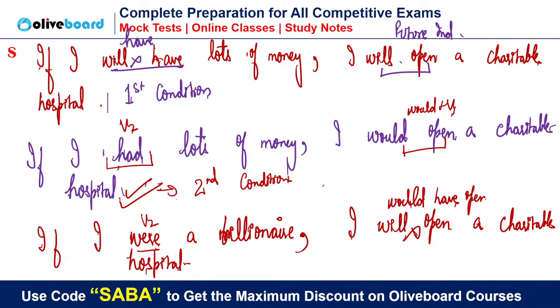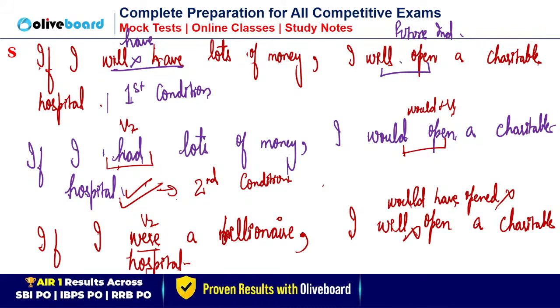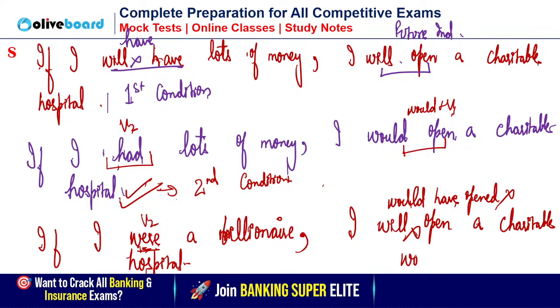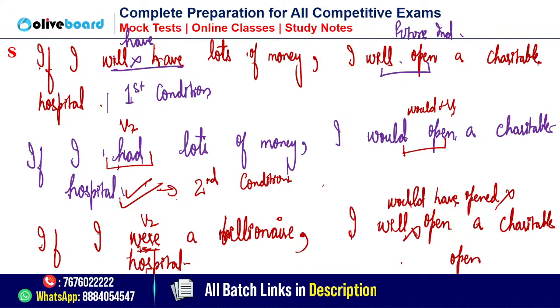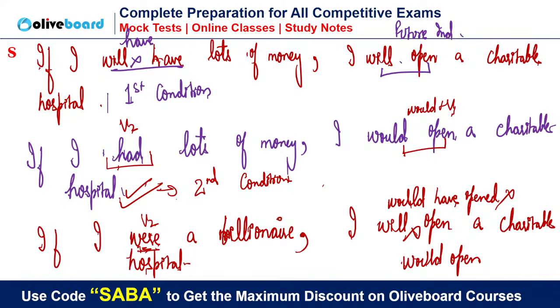Even if it is would have opened, it would have been wrong, because if it is "were", it means we have to use the second condition. Second condition means you will use would open. I would open. This is the only case. So it's not necessary that we always prefer the subordinate clause only. We can mark the error in the principal clause also. Okay, I would open a charitable hospital.